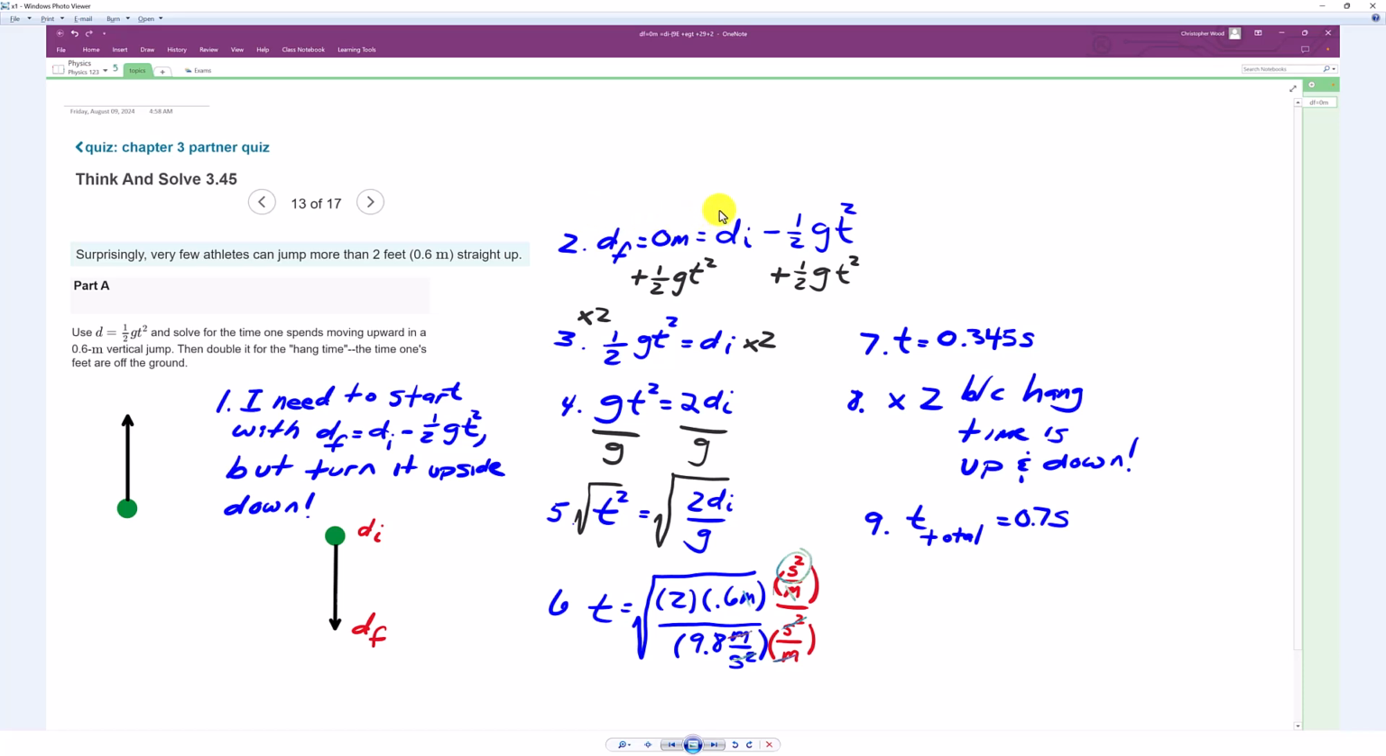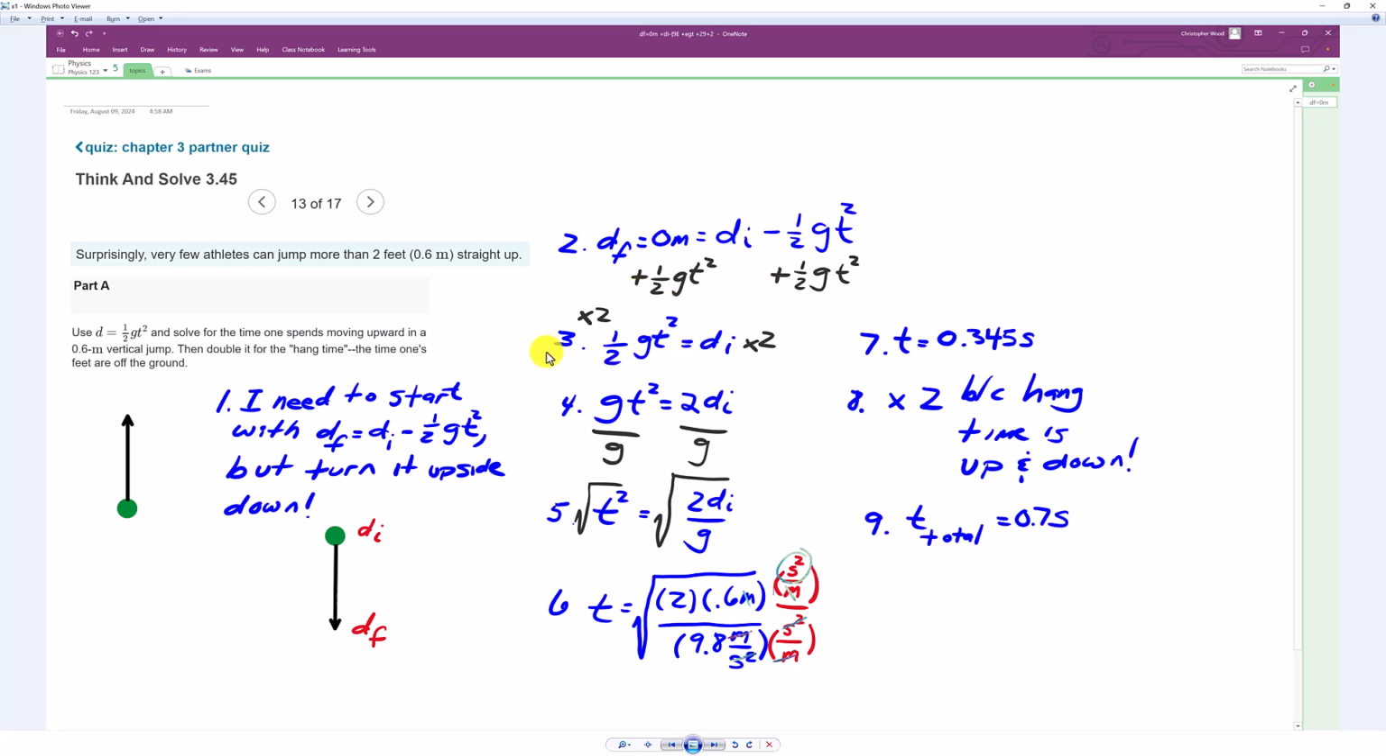And my equation says now 0 equals the initial distance minus 1/2 gt squared. I'm going to add 1/2 gt squared to both sides because my goal is to get t all by itself. So if I do that, I get 1/2 gt squared on the left side, and d initial, the initial height, on the right side. And remember, whatever you do to the left side, you have to do to the right side.